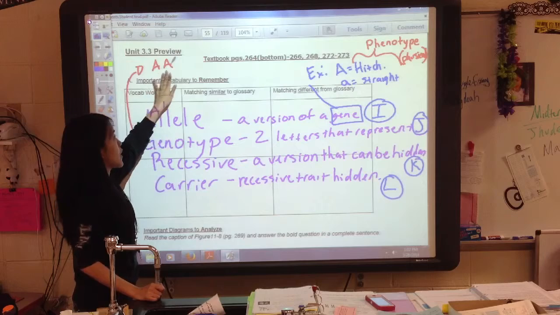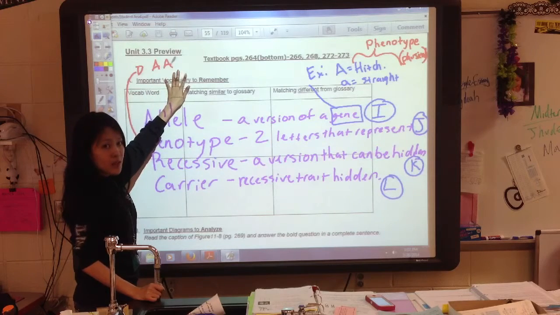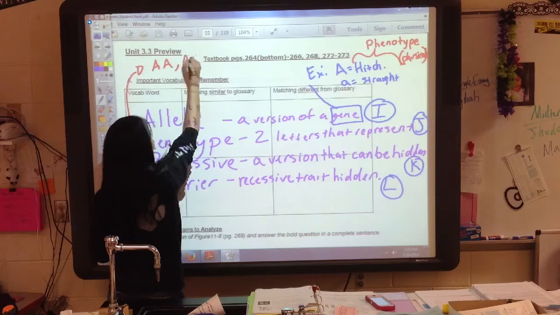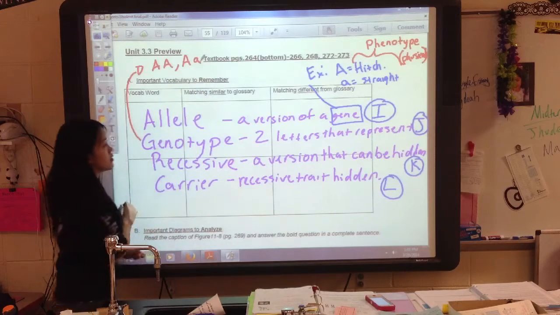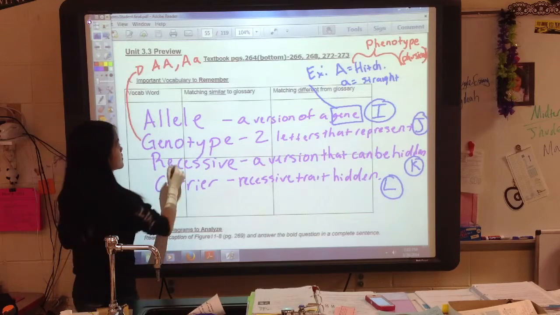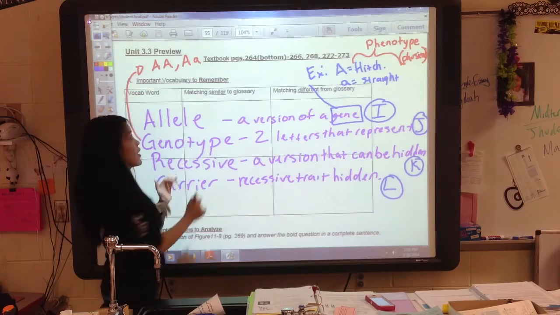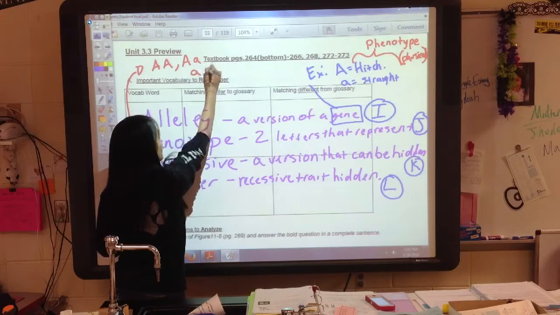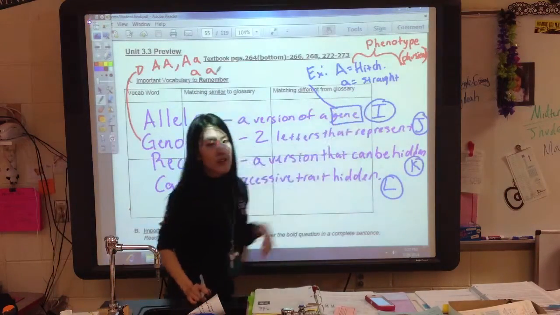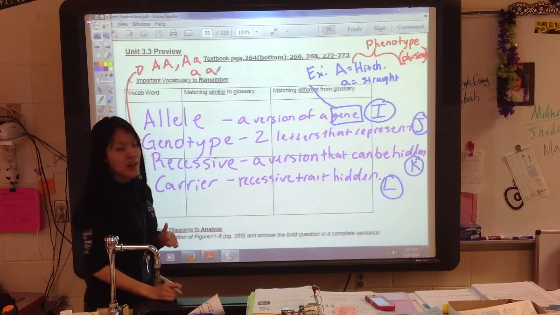Or if I had big A, I would be able to roll my tongue. However, I could also be big A, little a. That could be my genotype for being able to roll my tongue. If I could not roll my tongue, I would have to be little a, little a. Okay? Because that said I either had a straight thumb or I was not able to roll my tongue.